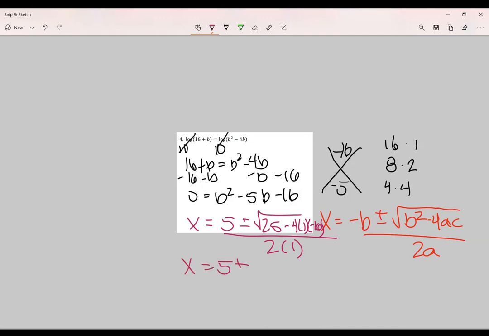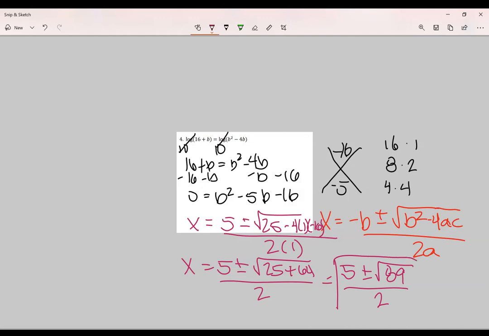Then I just need to clean up under the radical, and I should be getting 25, negative 4 times 1 times negative 16 is going to give me positive 64 all over 2. And then when I add my two numbers under the radical, I get positive 5 plus or minus the square root of 89 all over 2. When you have to do quadratic formula, I'm not super concerned about valid or extraneous solutions because those are going to be kind of a pain to plug in.